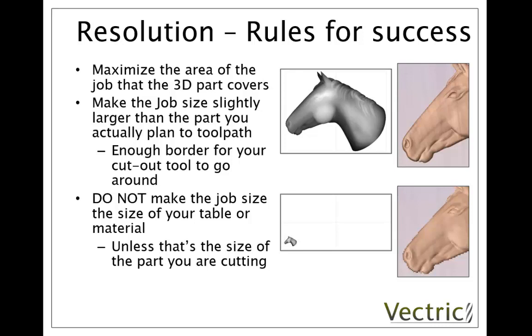Maximize the area of the job that the 3D part covers. A good rule of thumb for this is to look at the part you plan to toolpath and then just add an inch, or a couple of centimeters if you're working in metric, around that, assuming that's large enough to accommodate any kind of cutout operation that you're going to do.